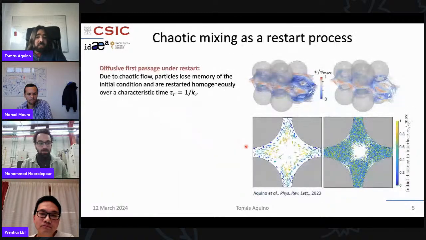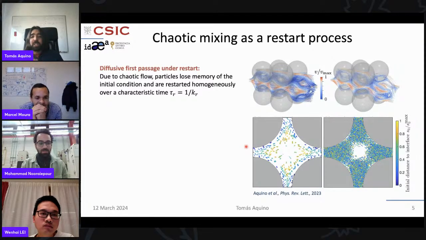So to understand this, we modeled these first passage times in terms of something called a restart process. So a stochastic process under restart is just some stochastic process, in this case, first passage times to the interface, subject to restart according to some rule, which in this case happens at a constant rate.